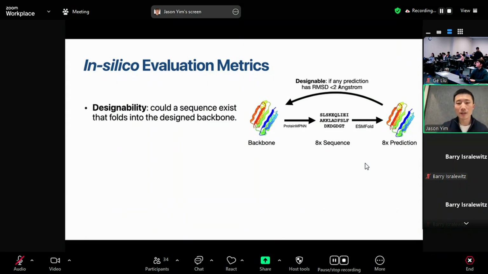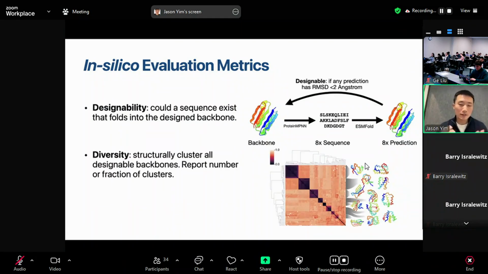And so we call something designable. Designable means there's a sequence where any of these predictions has an RMSD less than 2 angstroms to the original backbone. This has worked quite well. People have found that this correlates well with wet labs as binders, or just telling if an AI designed protein would actually become a real protein. But that's not all.